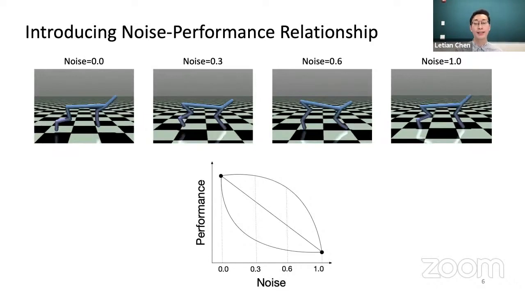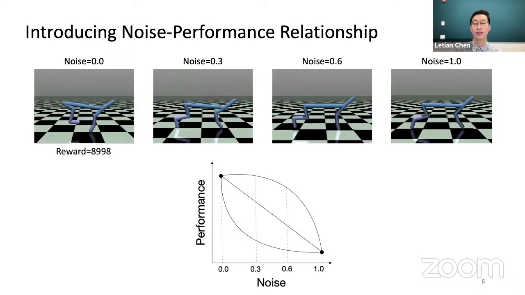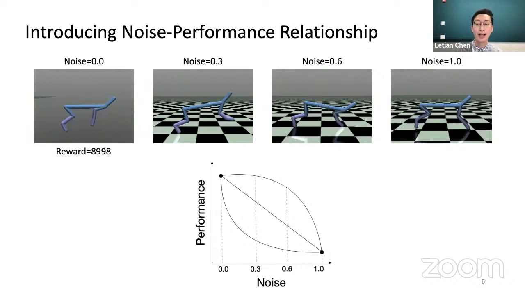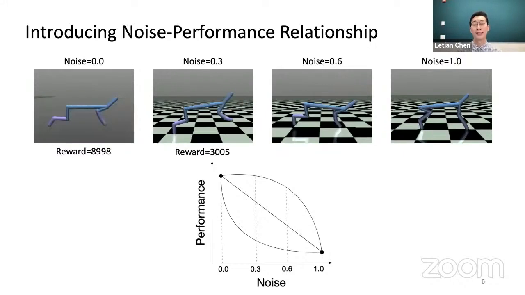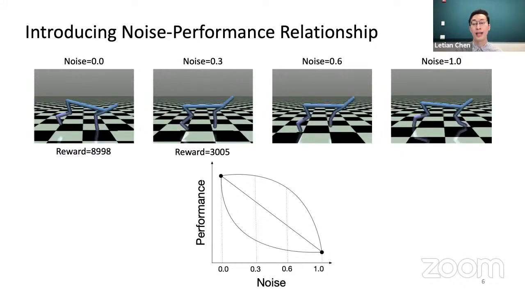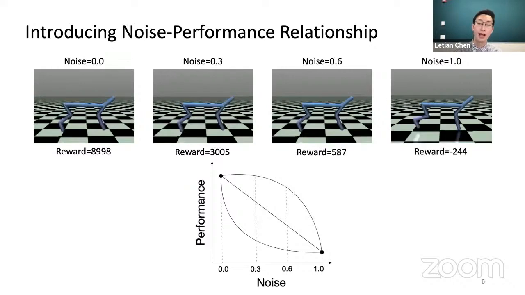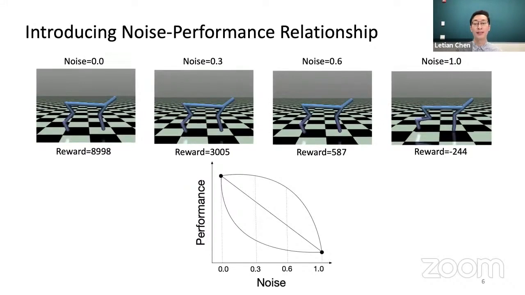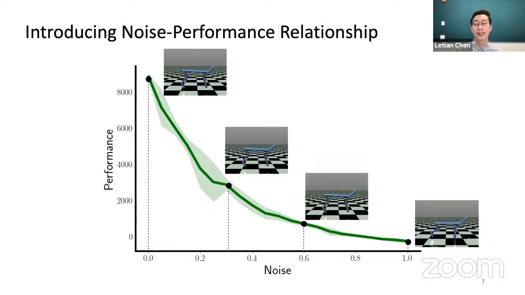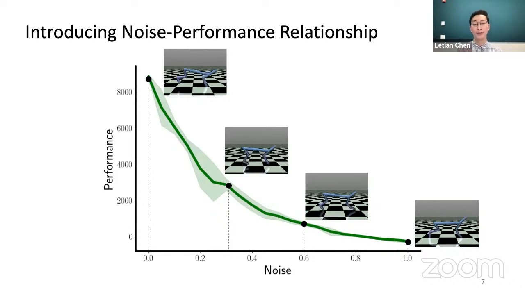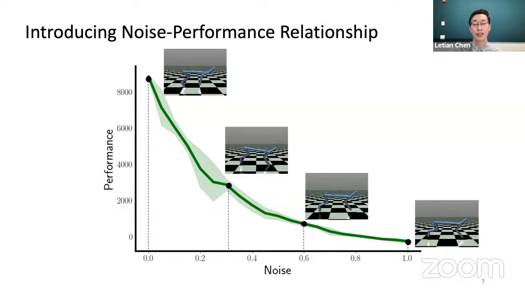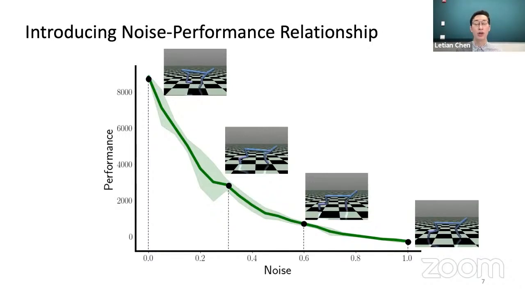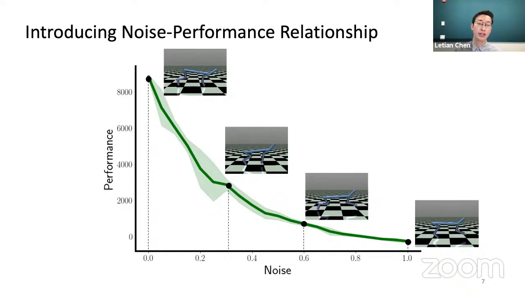The noise-free policy achieves a high ground truth reward of almost 9,000. The 0.3 noise policy achieves a reward of 3,000, and the last two achieve even lower reward. If we plot the corresponding noise performance data points, we could obtain a noise performance curve, which in this case is a decay-like relationship. This is what we call the noise performance relationship.